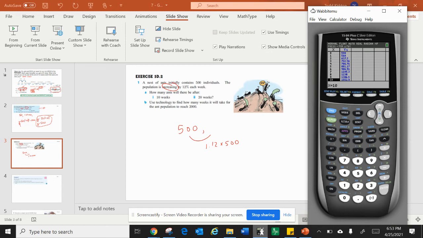It says how many will it take to get to 2,000? That you can actually see on this one pretty easily. Somewhere between 12 and 13 weeks. You'd have to say 13 weeks because at 12 it's not quite there yet. So somewhere between 12 and 13 weeks it would happen.